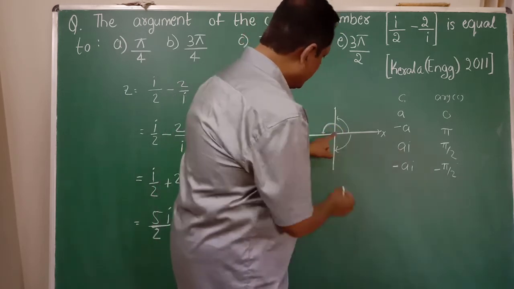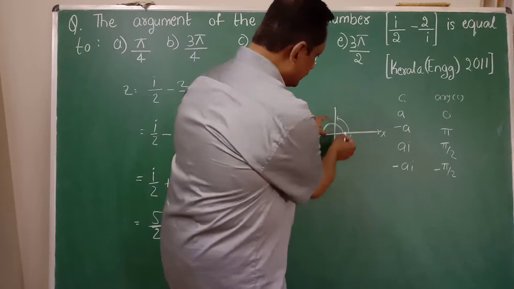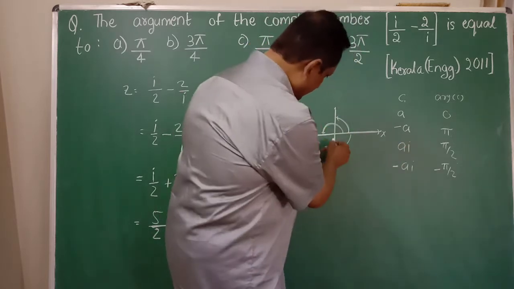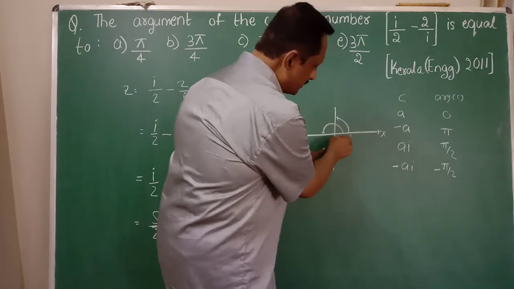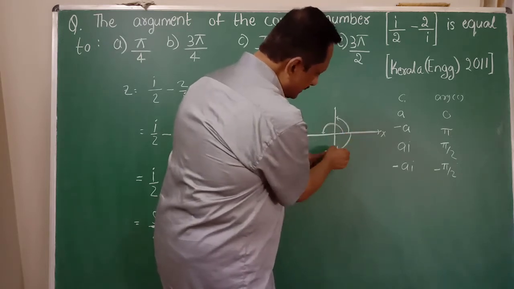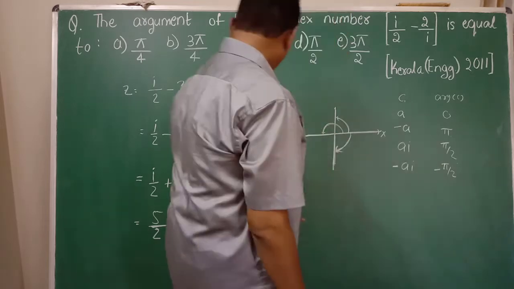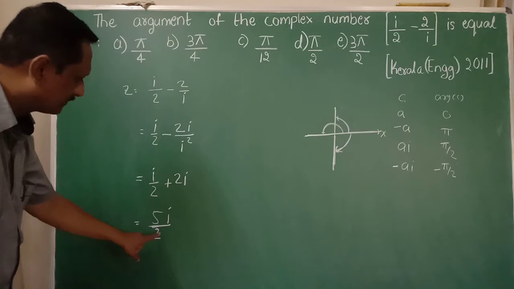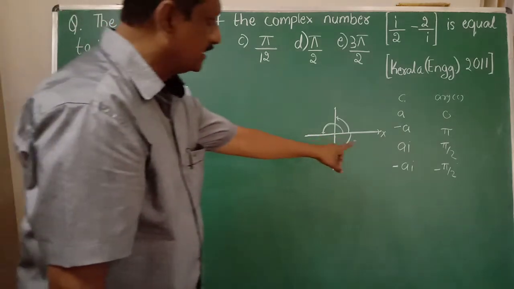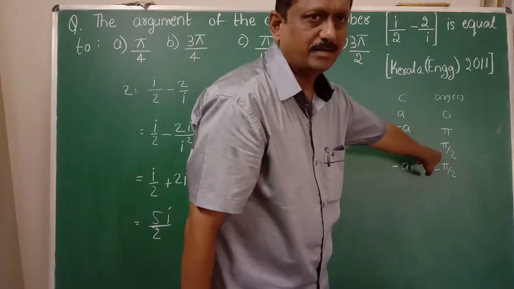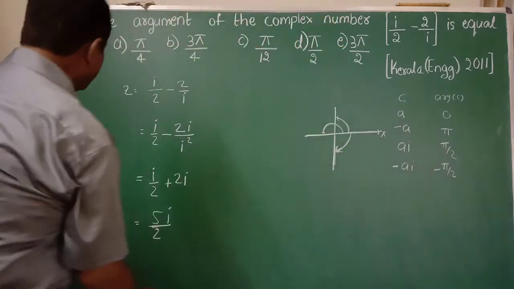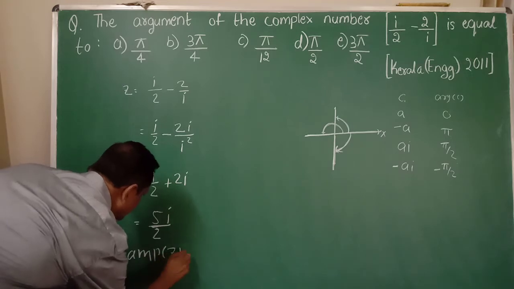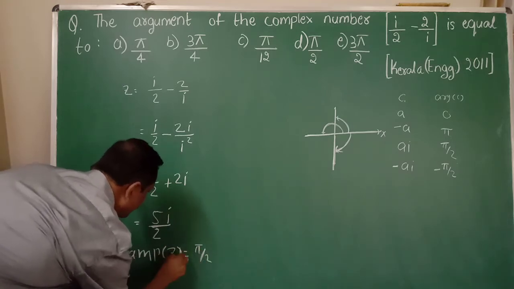If it is ai, it comes on this y-axis here. So then this amplitude is pi by 2. Minus a into i, then the complex number lies on this y-axis here. Then its amplitude is minus pi by 2. Just observe here: pi upon 2 into i, it is a constant here. According to this result, the amplitude is what here? Pi by 2. Therefore, the amplitude of Z is equal to pi divided by 2.